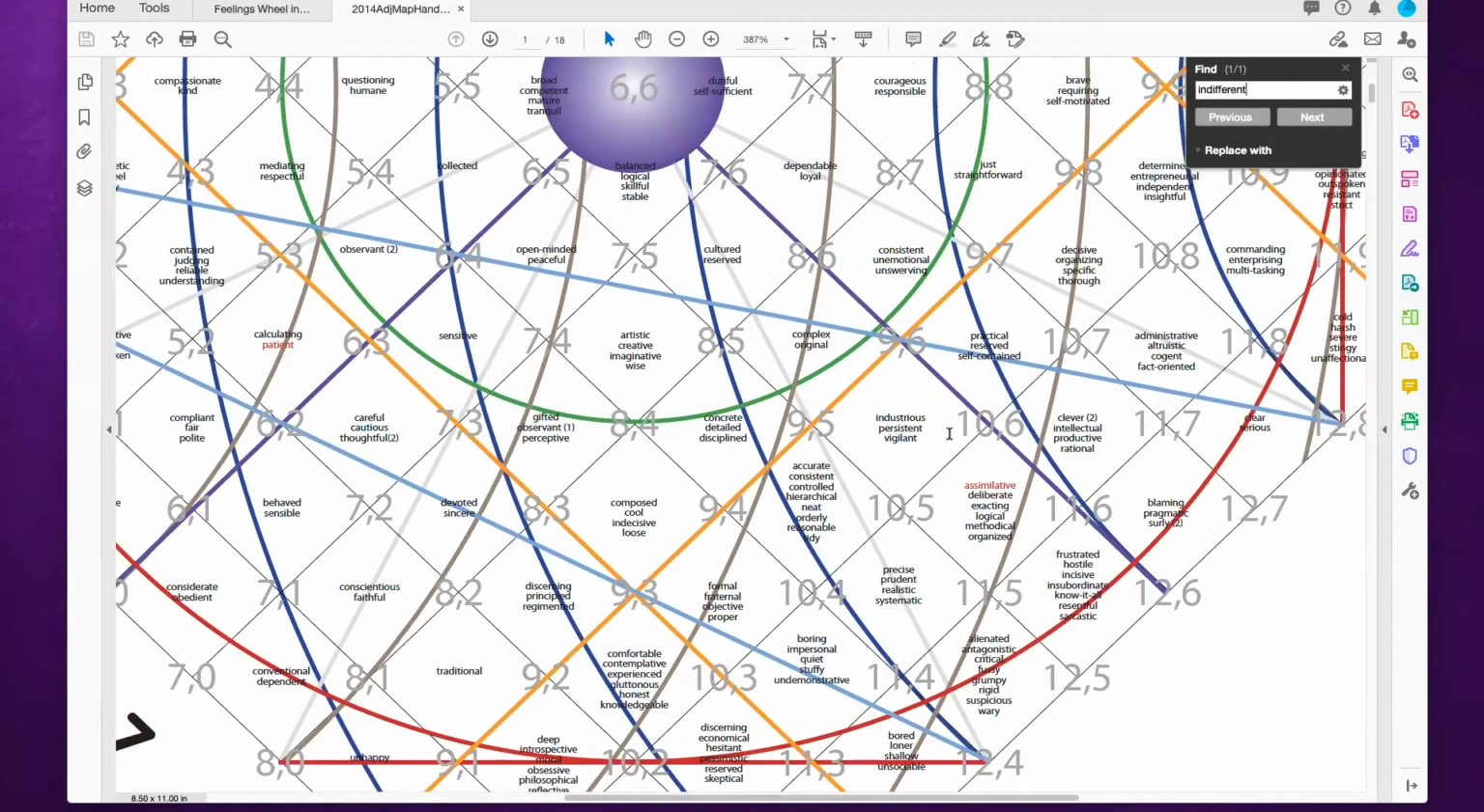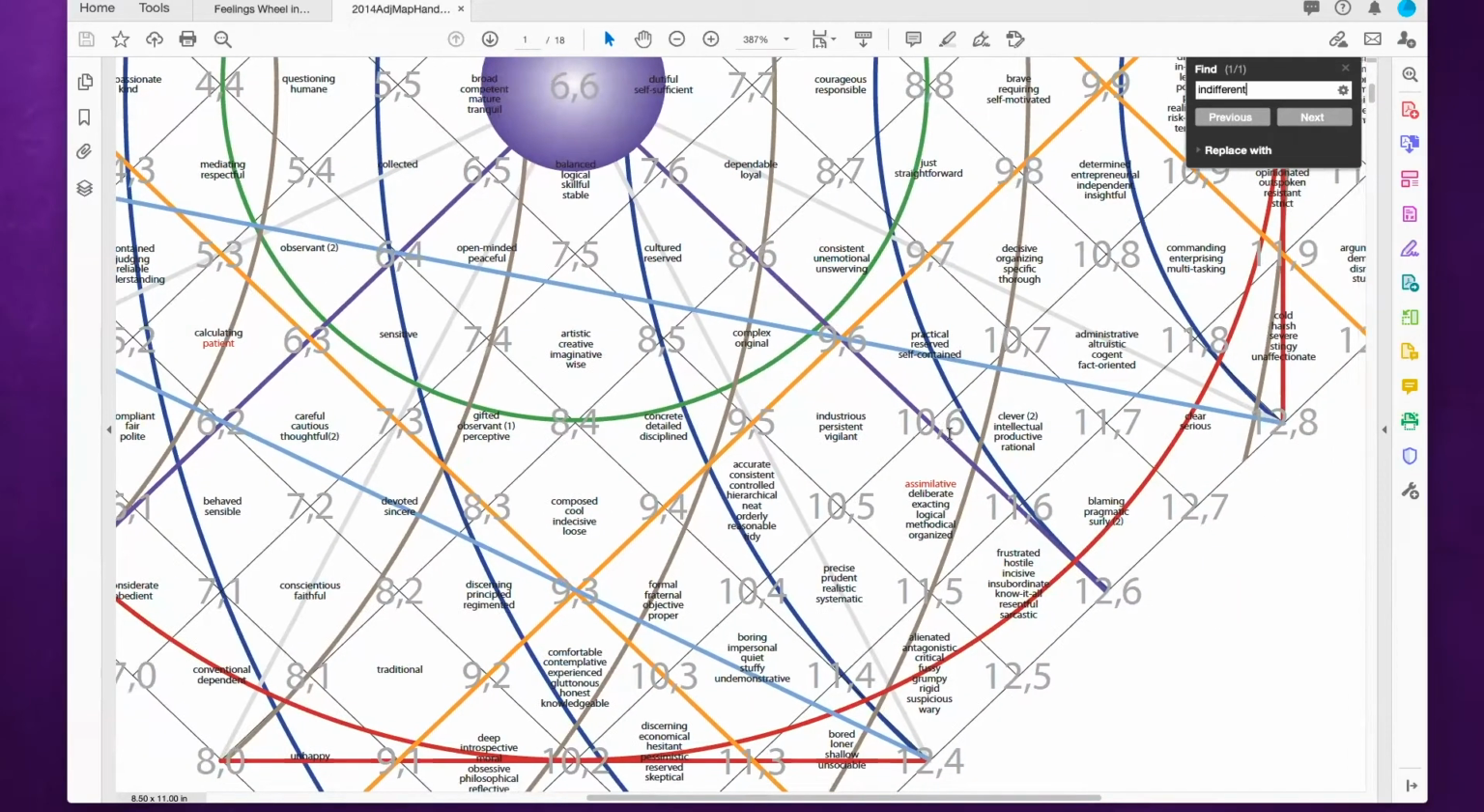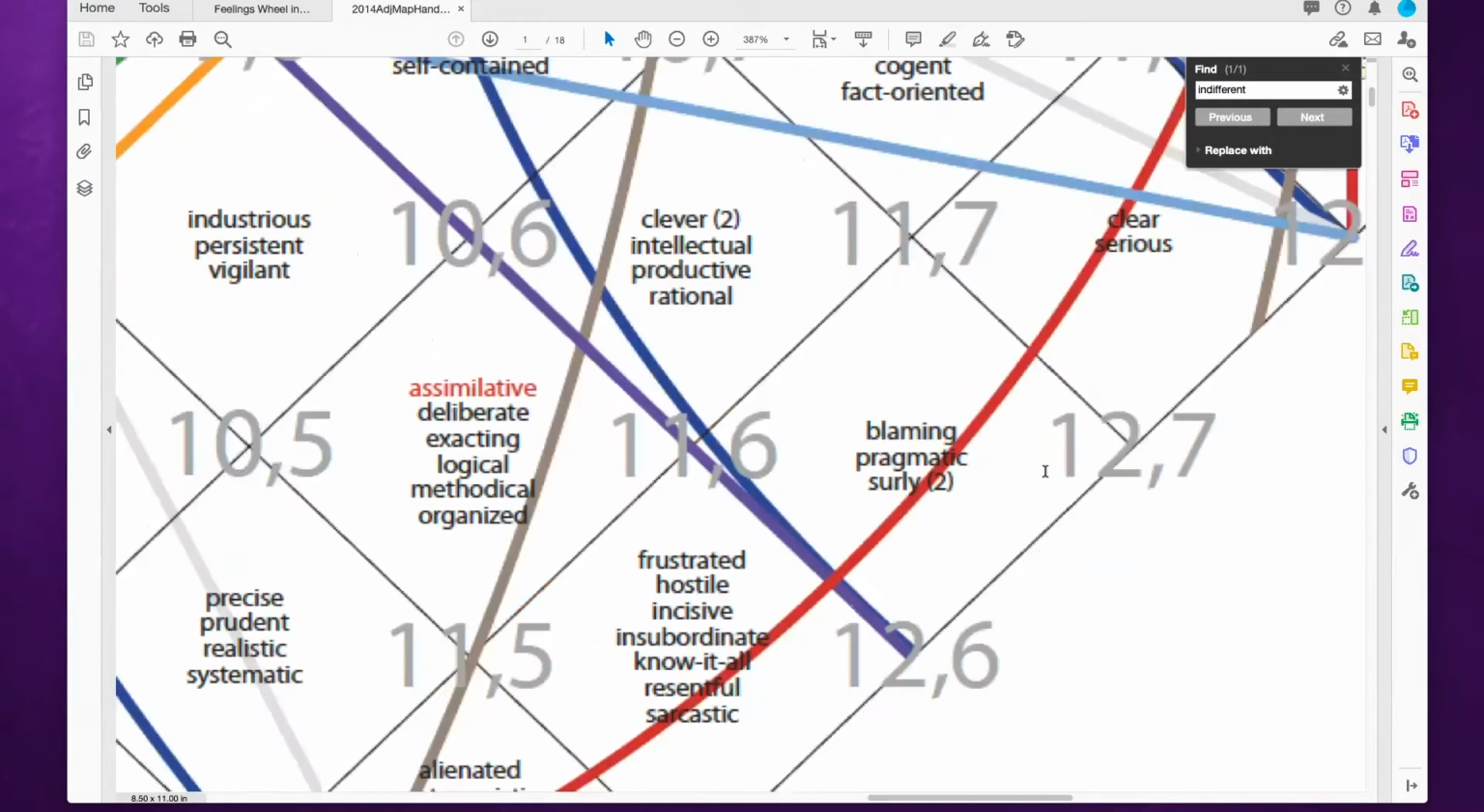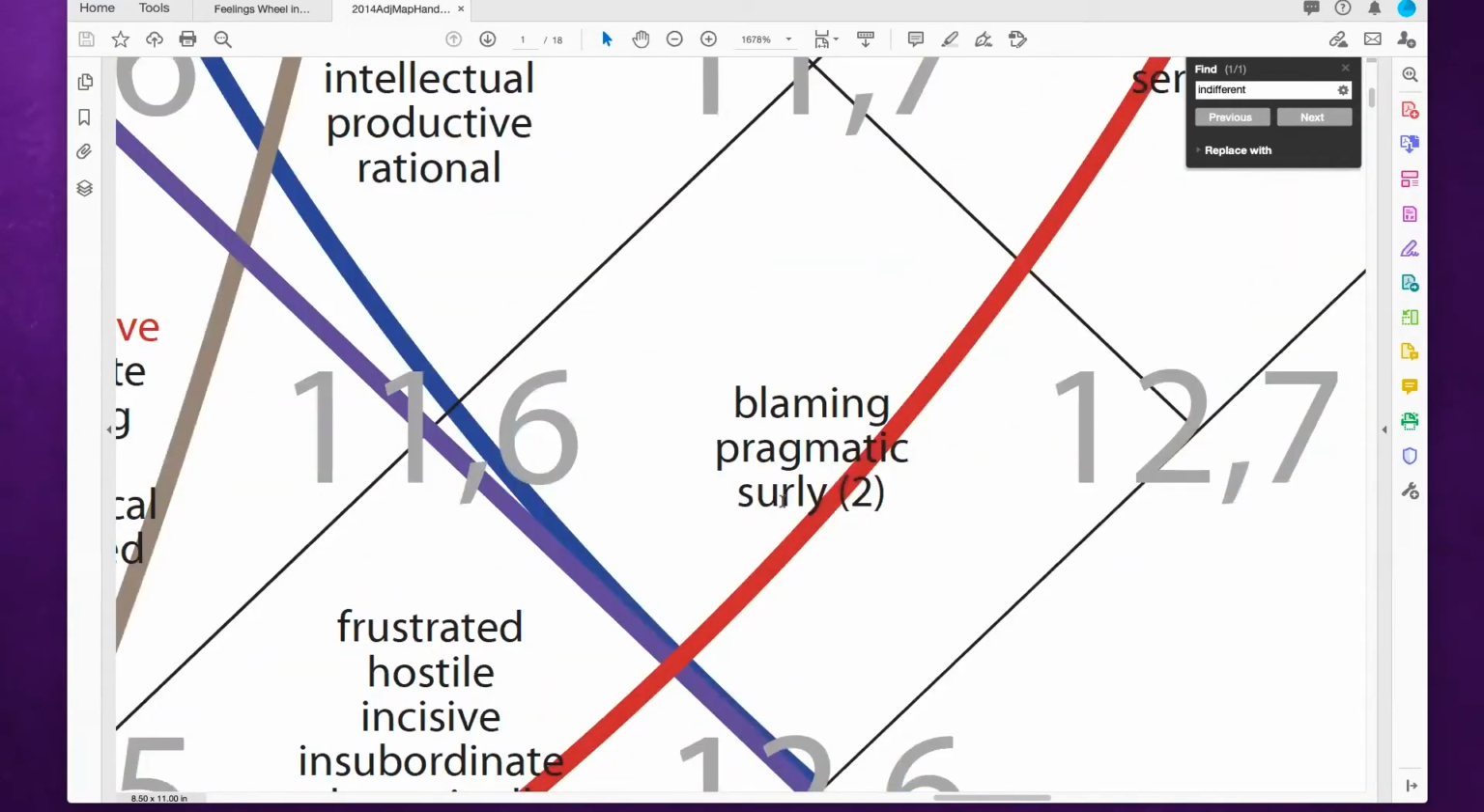Sometimes I don't know if I can find one fast. Yeah, there we go. You'll see a number after the adjective. And so surly has two different definitions, and each definition plots someplace differently on the change grid. And so this would be the second definition of surly and where it would go.